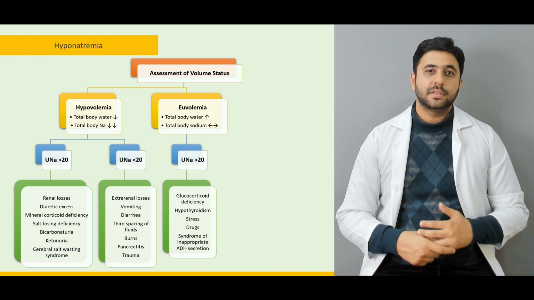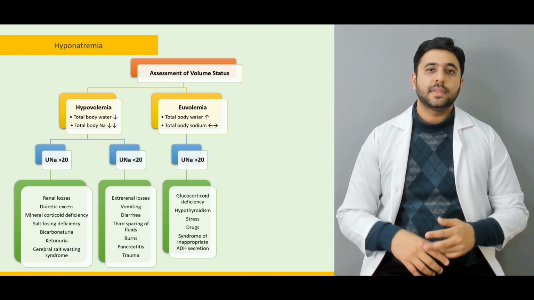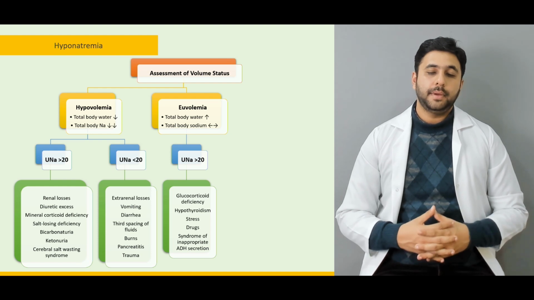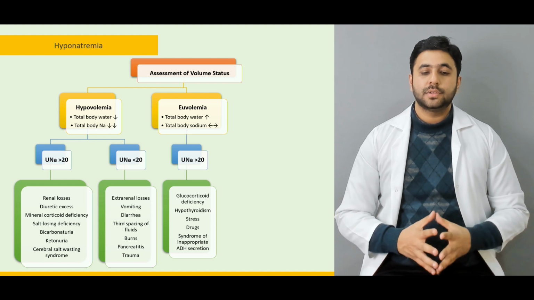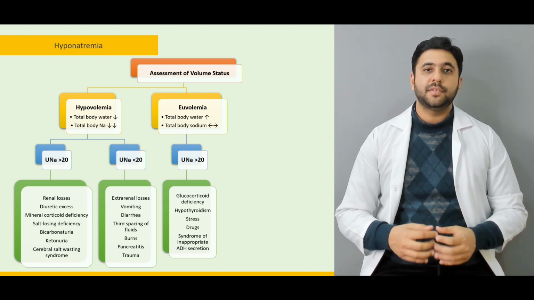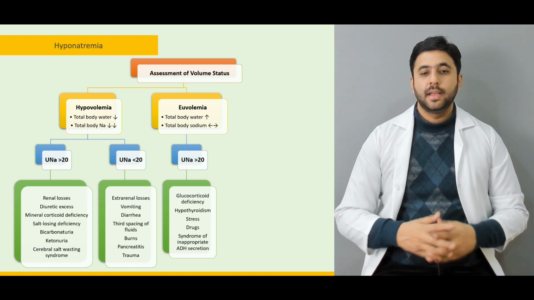Similarly, a lot of nervous system disorders, like any history of trauma or brain malignancy, can affect the ability of the ADH to be inappropriately secreted. So SIADH, or syndrome of inappropriate ADH, is the number one thing which we have to manage when we have a patient with euvolemic hyponatremia.